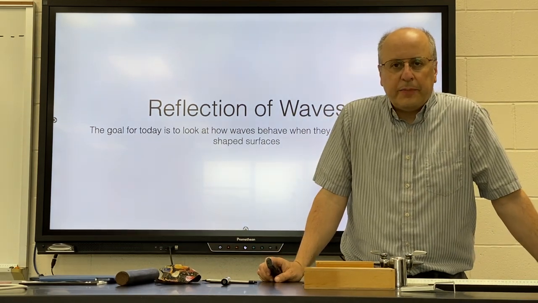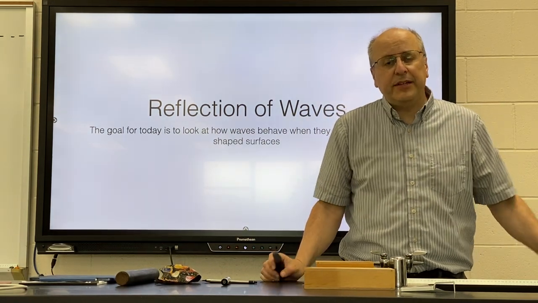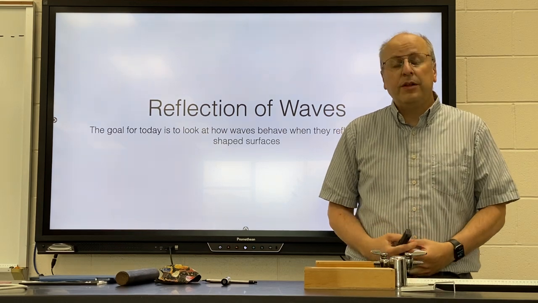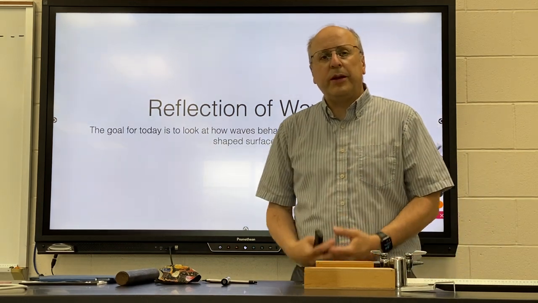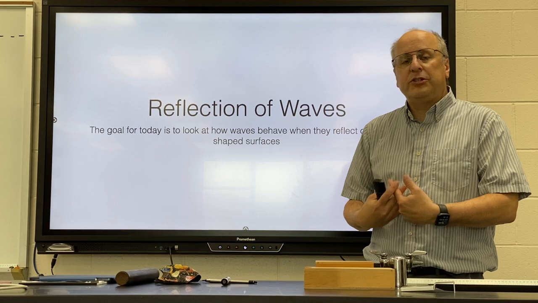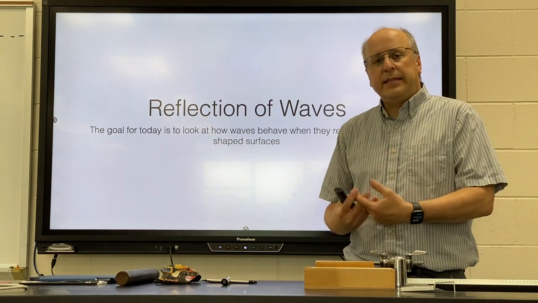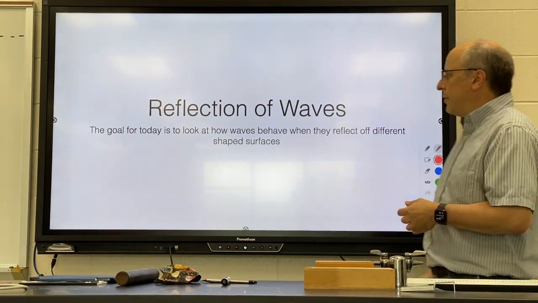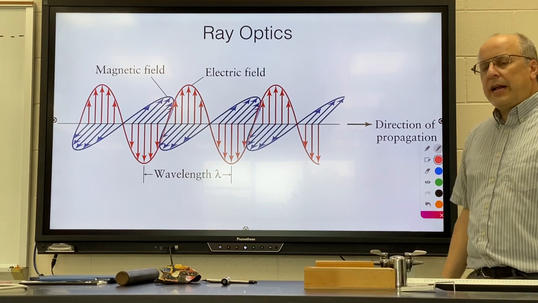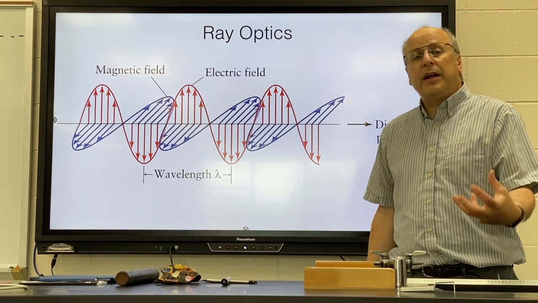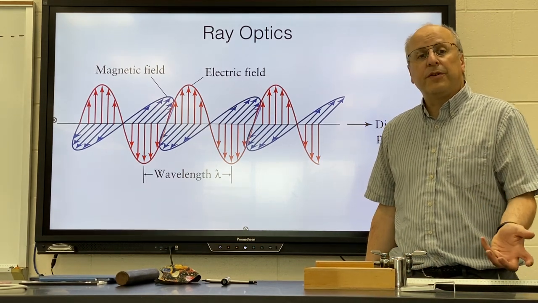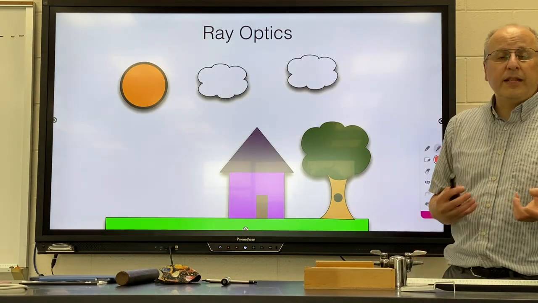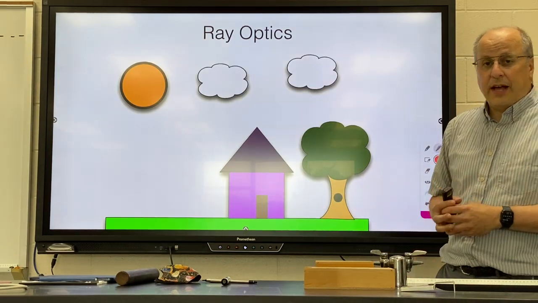So today we're going to learn about the reflection of waves and just ray optics in general. This is going to be a real quick unit where we look at how images are created using lenses and mirrors and other optical means. So I want to start out by having you realize that we are not going to be focusing on the wave nature of light. Instead, we're going to treat light as if it travels in straight lines.